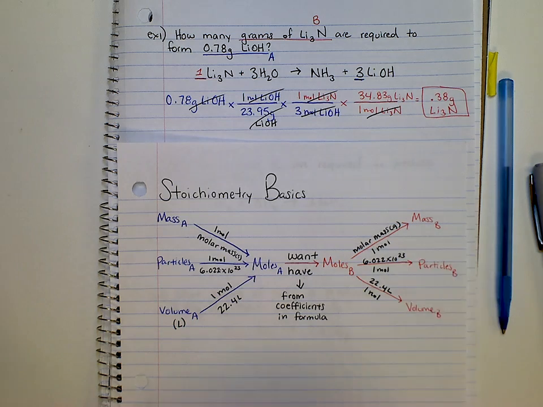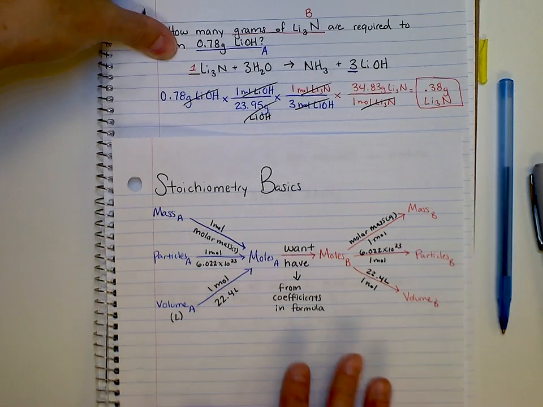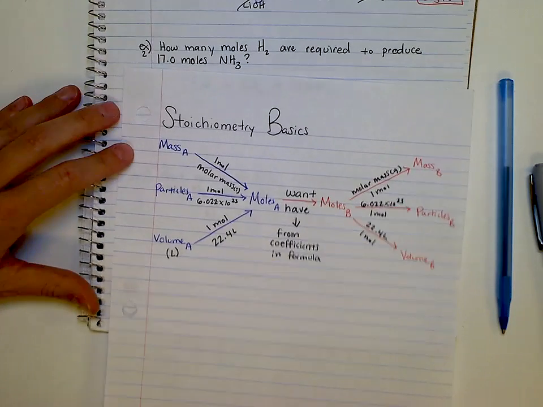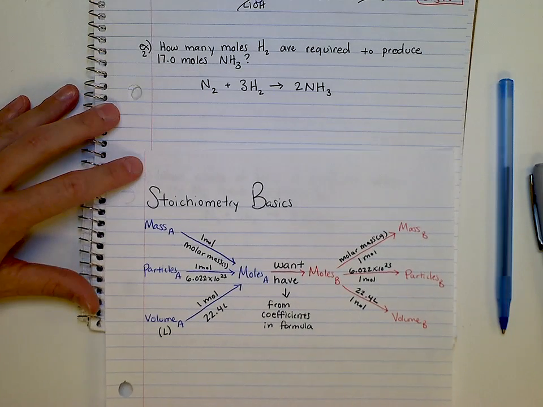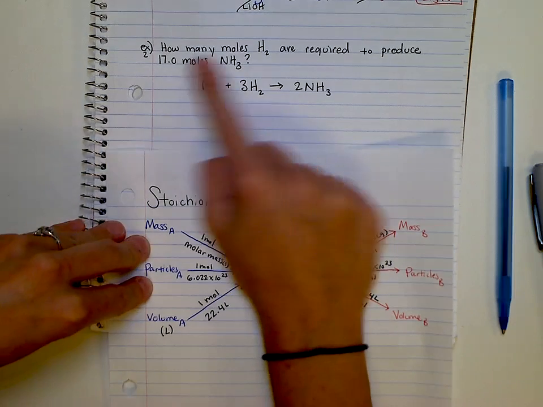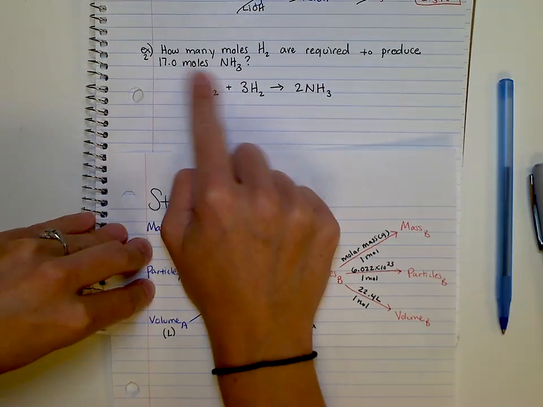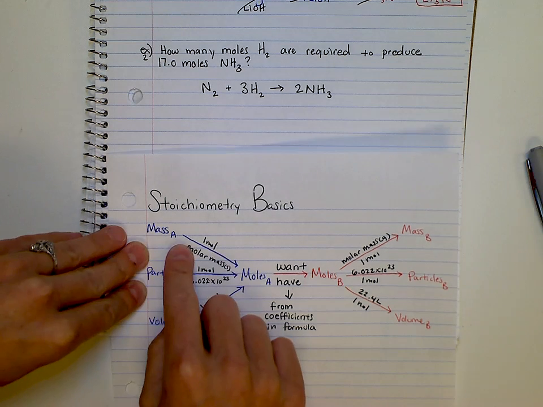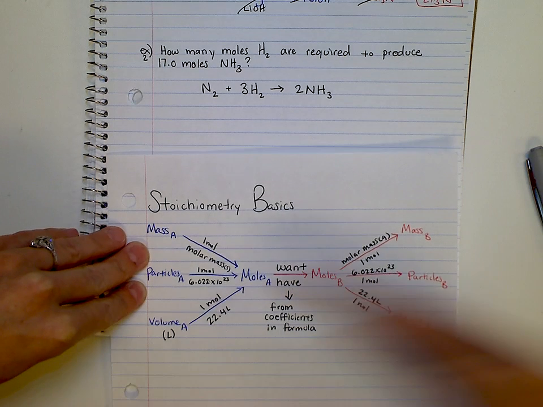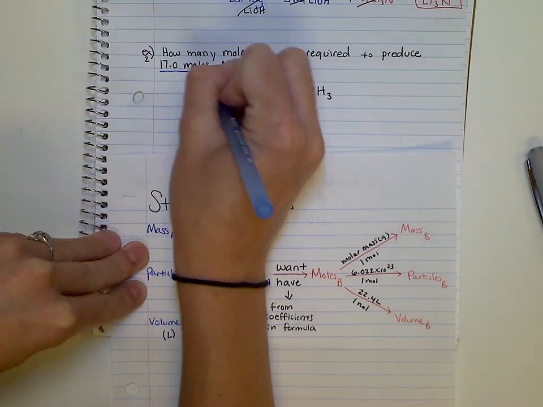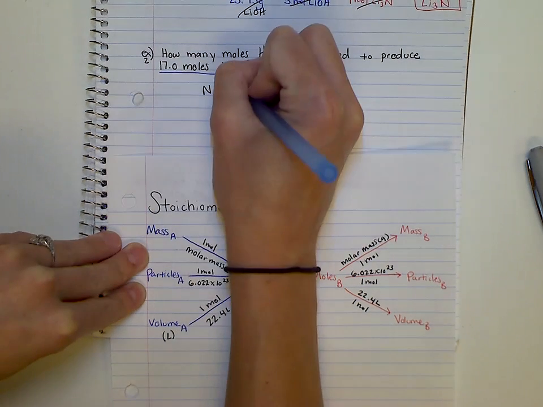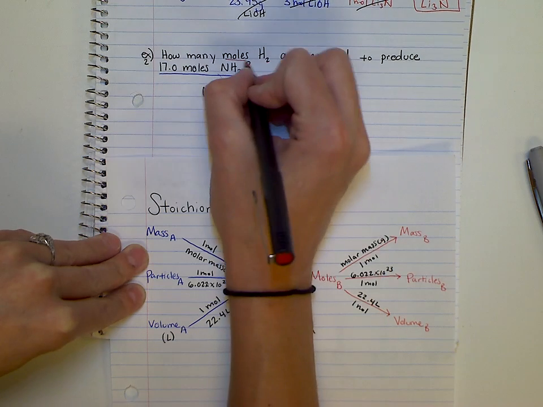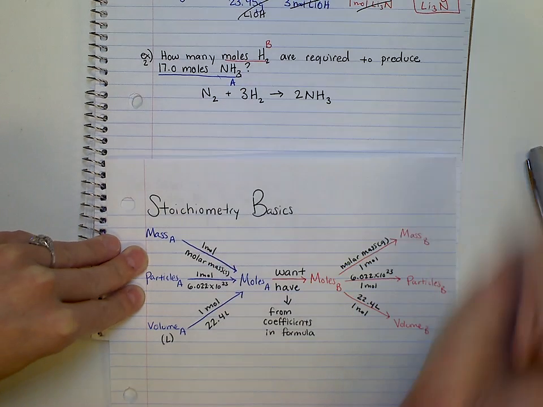You can do it a lot shorter though, depending on the question. There's a lot of different versions of this, so I'll give you guys another example, number 2. How many moles of H2 are required to produce 17 moles of NH3? In this case, what we are starting with, our given, is moles of NH3, so I'm going to label that my A. What I want is moles of H2, so I'm going to label that my B.